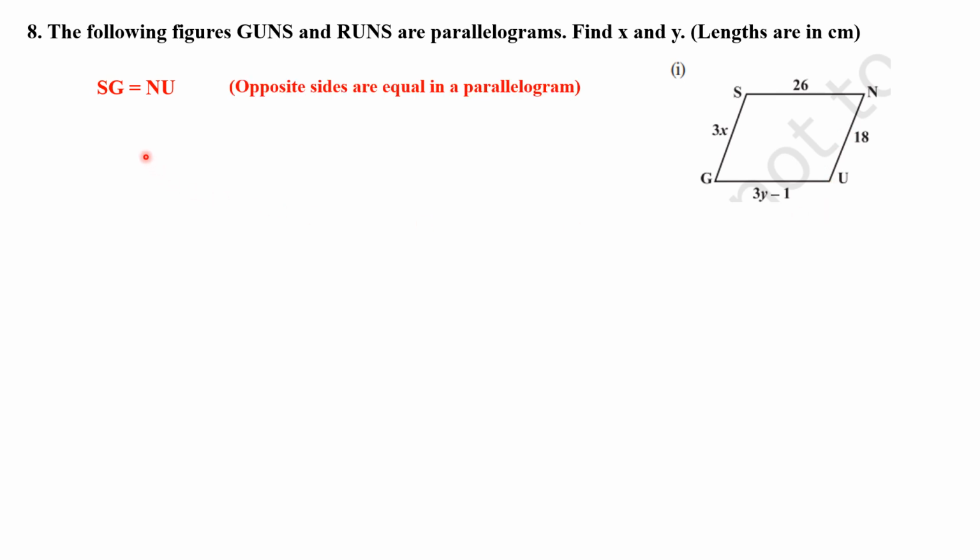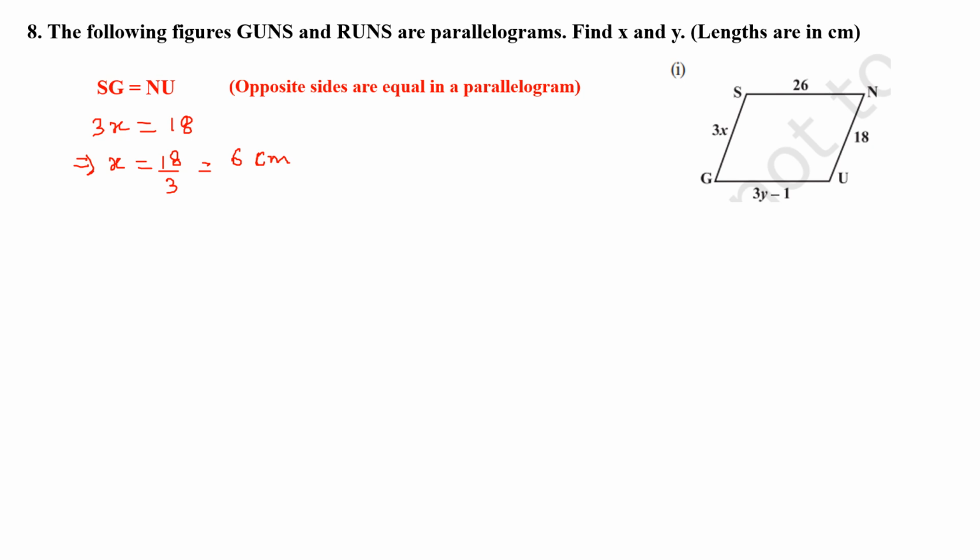So from here I can write 3x will be equal to 18. My 3x is equal to 18, and the value of x I will get as 18 by 3, which will give me 6 centimeter. And the question says lengths are in centimeter. So I got the value of x.